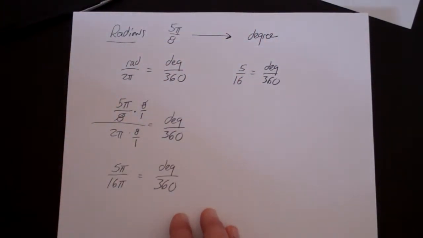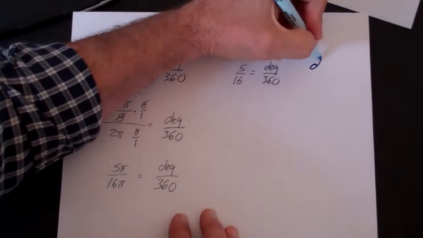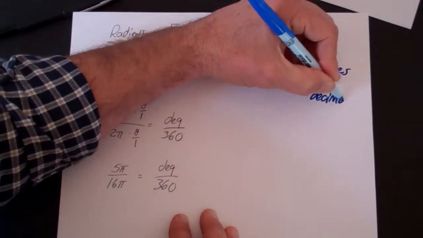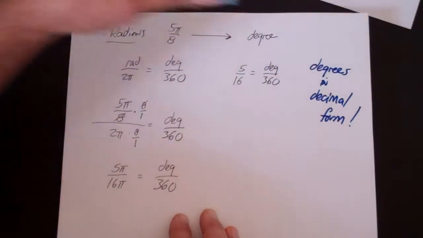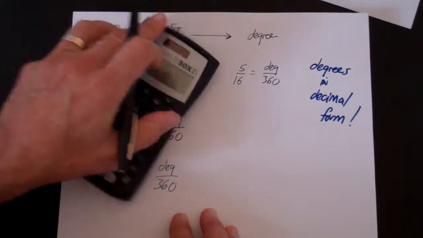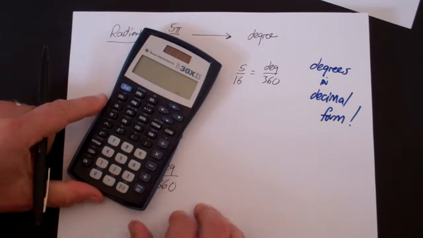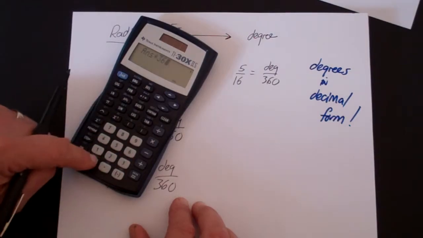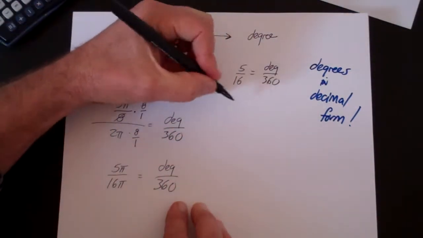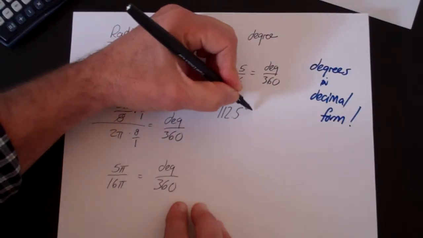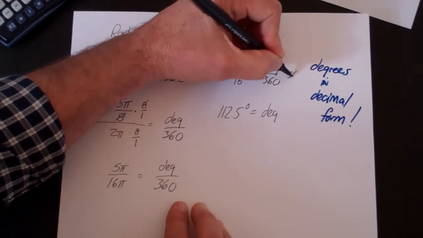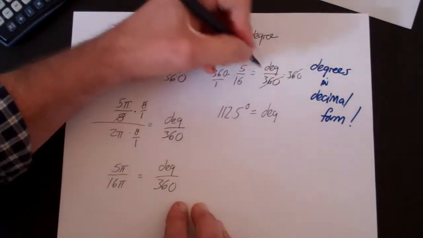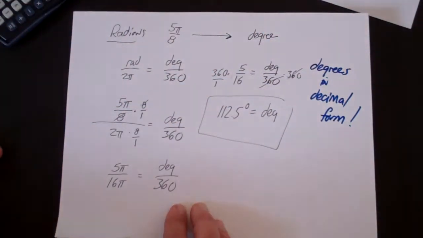Now this is where it becomes easier, and the reason is that, in general, we would like degrees in decimal form. So there's never a reason why you would need to simplify a fraction. Just use your calculator, multiply both sides by 360, and you get 5 divided by 16 times 360, and you get 112.5 degrees. We just multiply this side by 360 and this side by 360. If you want to think about it, 360 over 1, that's fine. And then that's our answer there. And that's all there is to it.